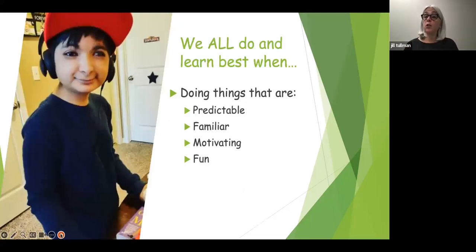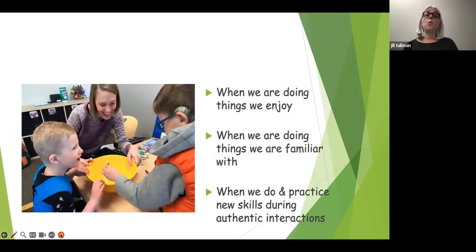So we all do and learn best when we're doing things that are predictable, familiar, motivating, and fun, when we're doing things we enjoy, when we're doing things that we're familiar with, and then when we do and practice new skills during authentic interactions. So the motto of our practice and part of our mission statement, our motto is, if we're not having fun, the individuals we work with aren't having fun.